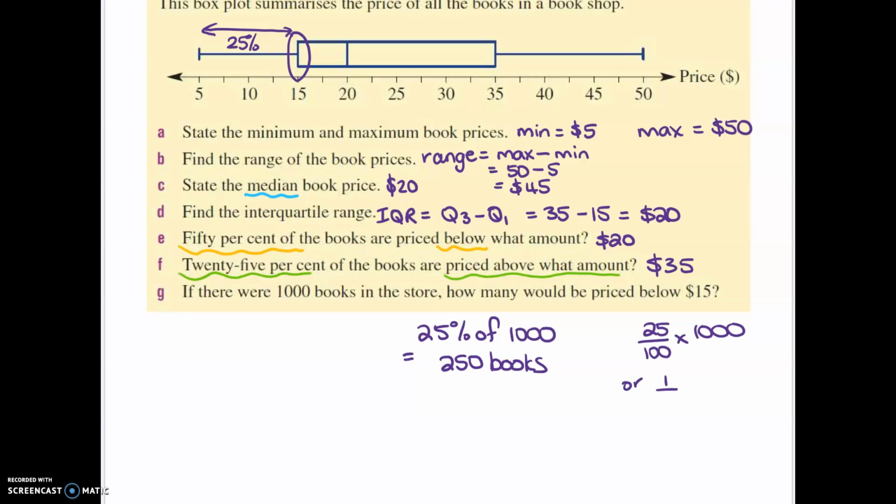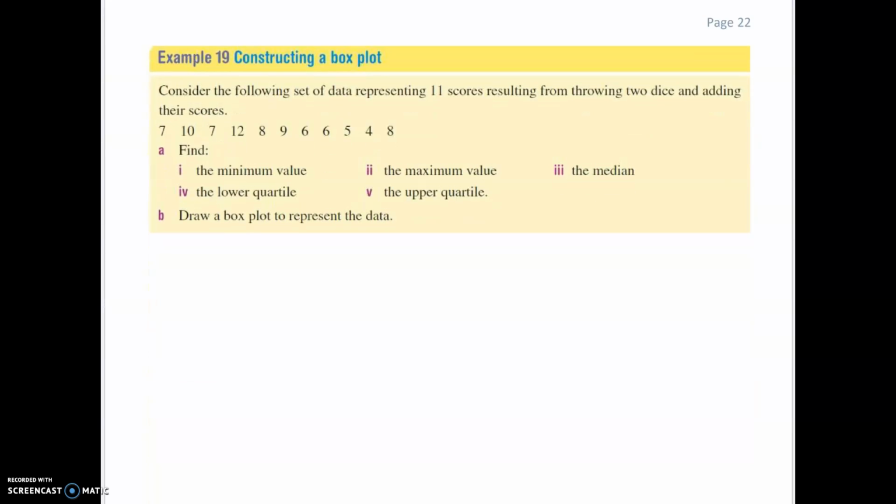Or you could just say, well, what's 1/4 of 1,000 and type that in. Or you could take your 1,000 books and divide it evenly into 4, and that would also get you 250. Whichever way makes sense to you to work out 250 books. So that's example 18, just interpreting a box plot.